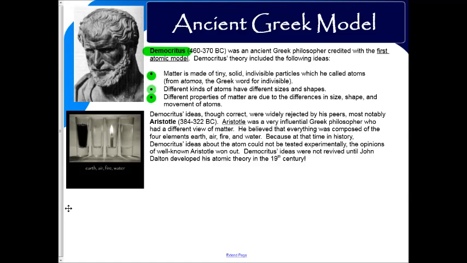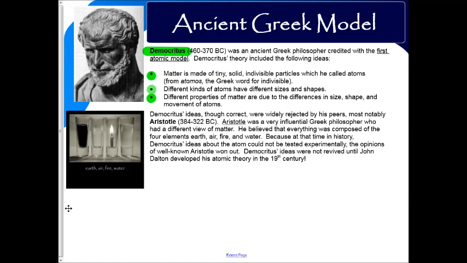Now, even though Democritus was right, his ideas were widely rejected by his peers, most notably Aristotle, who was alive at the same time. Aristotle was a very influential Greek philosopher who had a different view of matter. He said the four elements were earth, air, fire, and water. Now, because of that time in history, these are just some philosophers sitting around drinking wine. None of them had experiments to actually test these ideas. So Aristotle's ideas won out.